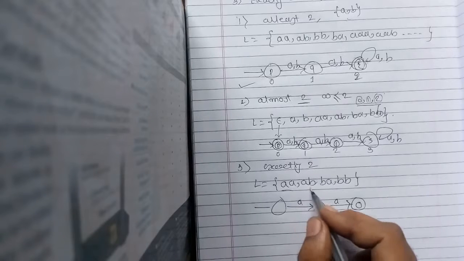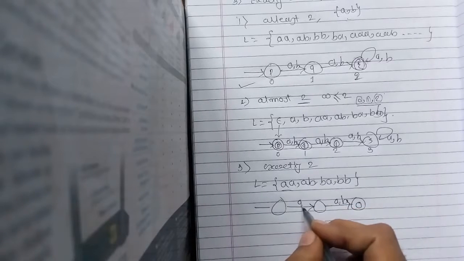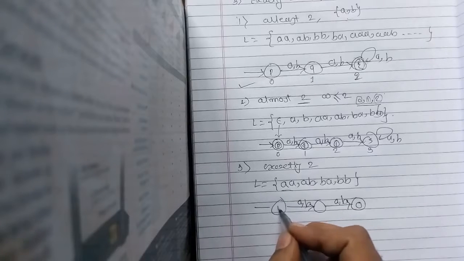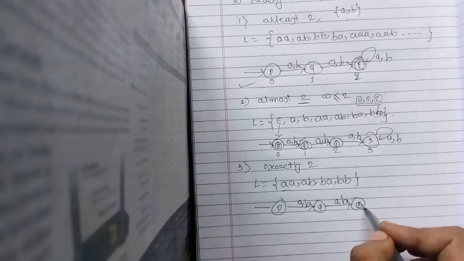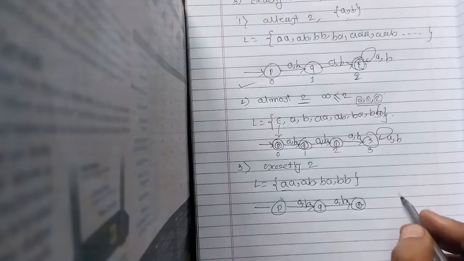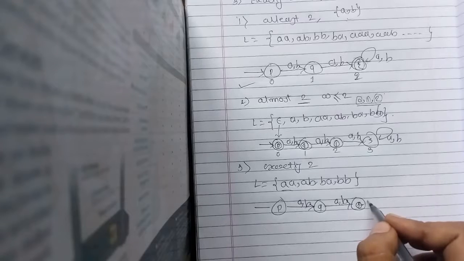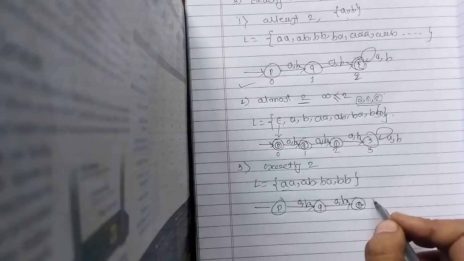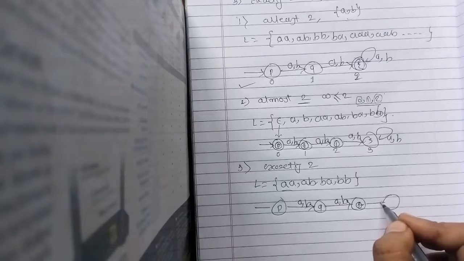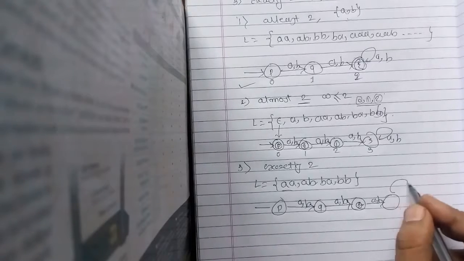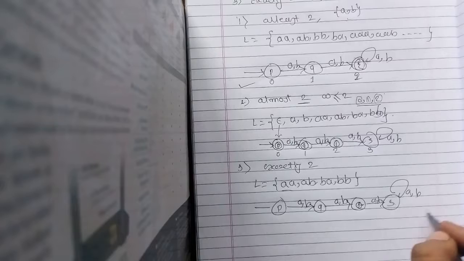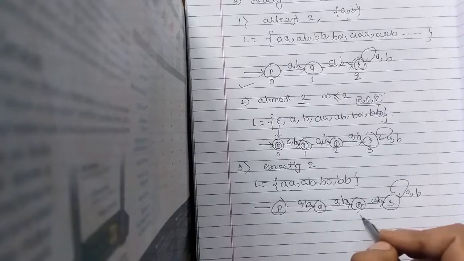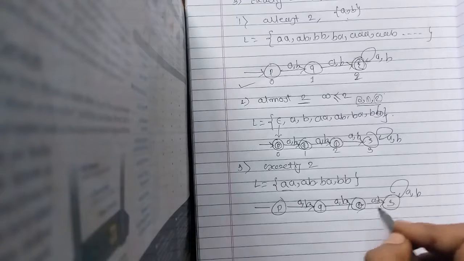Now see aa, then I have ab, then I have ba and bb, with states P, Q and R, correct. Now it is accepting exactly 2, but from R I need a and b transitions. If I give a and b from R, that will be length 3 and it should not be accepted. So I'll say a, b goes to a trap state, let's say S. So it will not accept any string after length 2. It will accept exactly 2, not more than that.